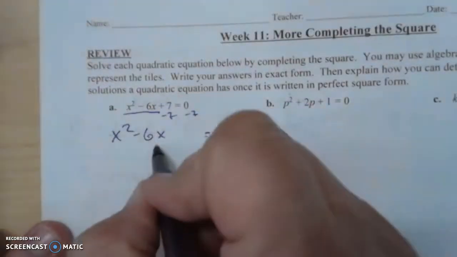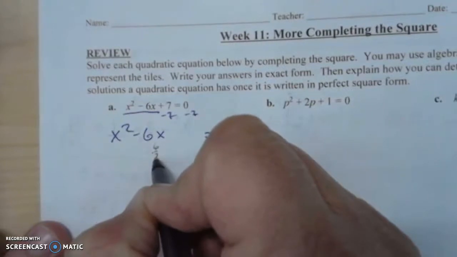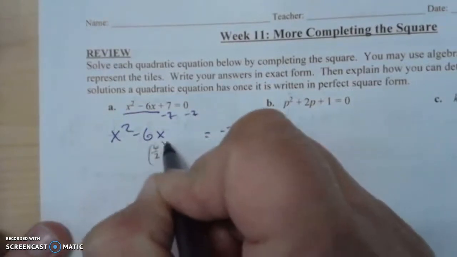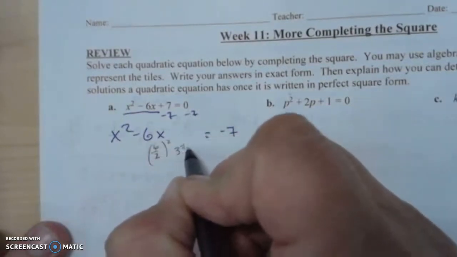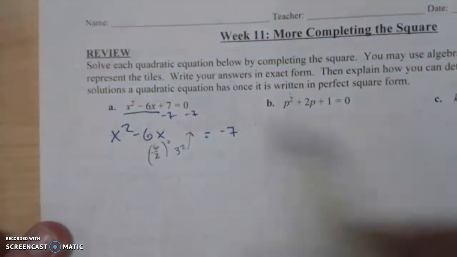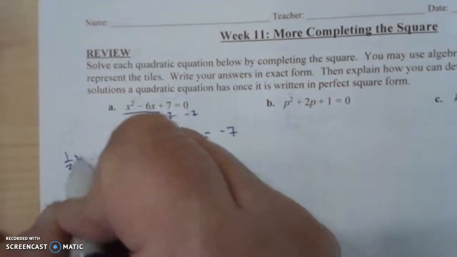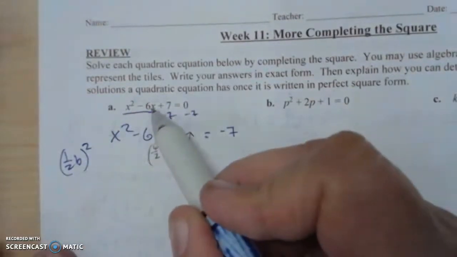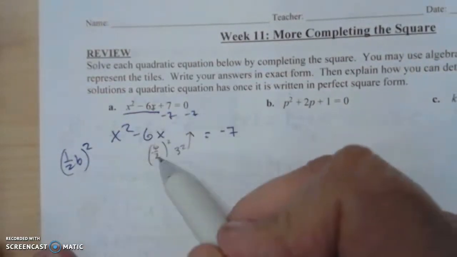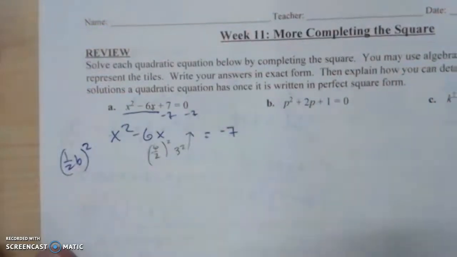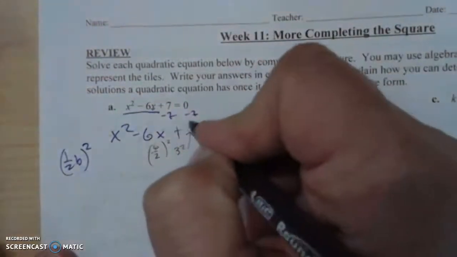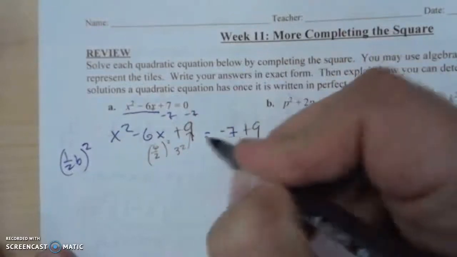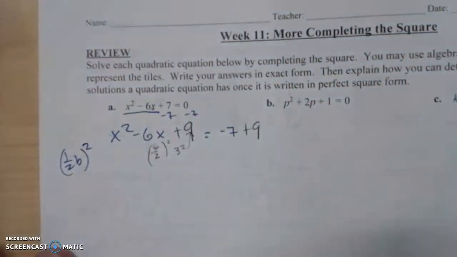Whatever this number is, we're going to take half of it. So 6 divided by 2 is 3, and 3 squared. You take half of b, squared. B is the middle term. So whatever this term is, take half. Half of 6 is 3. 3 squared is 9. And we're going to add 9 to this side, and whatever you do to one side of the equation, you have to do to the other.